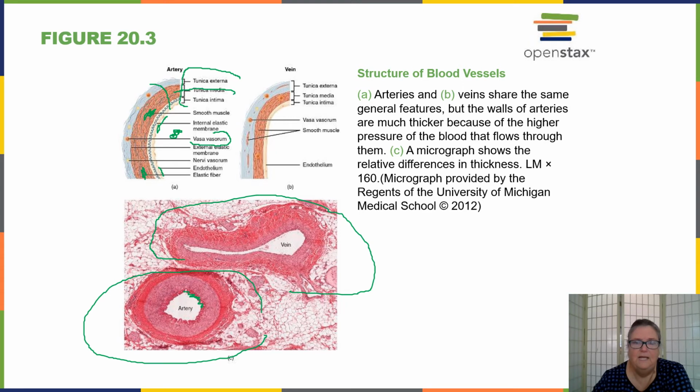All right. In the vein, we don't require that much strength because the blood pressure is going to be lower. Right? So again, we have the tunica externa, tunica media, tunica intima. We still have some vasa vasorum, and we've got a little bit of smooth muscle and the endothelium.